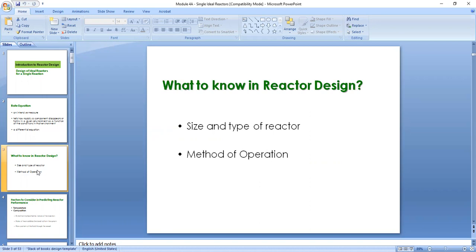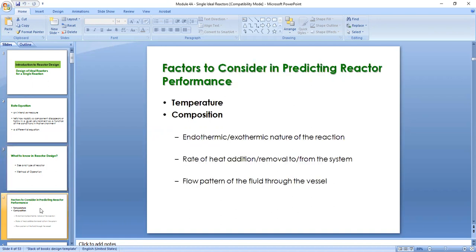So we need to determine the size of the reactor, meaning its volume, and the type of the reactor that is best suited for a particular duty or a particular system to be reacted. The method of operation also is a thing to look into, whether it is batch or continuous.